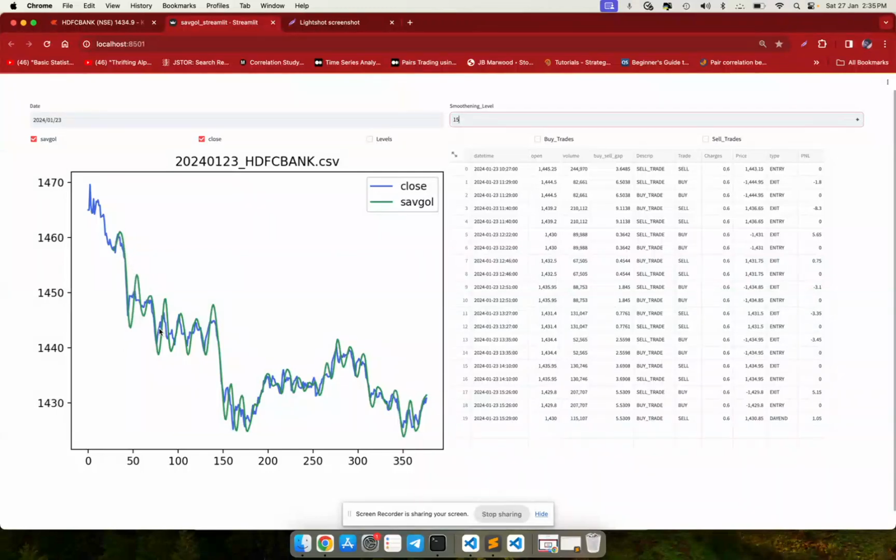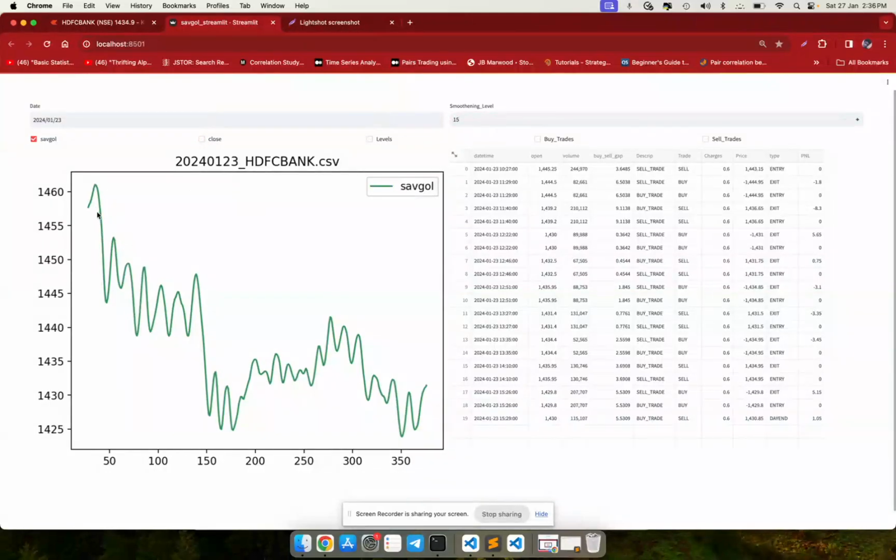The difference is if we have this noise in between, then programmatically it will be difficult for us to identify a minima or a maxima level. However, if you smoothen the prices, see, I'll remove the close for you to see just the Savgol. See, this is so smooth. You know that this is the peak and this is the trough. If it has all those noise in between, then programmatically it will be difficult to specify what is the local maximum or minima.